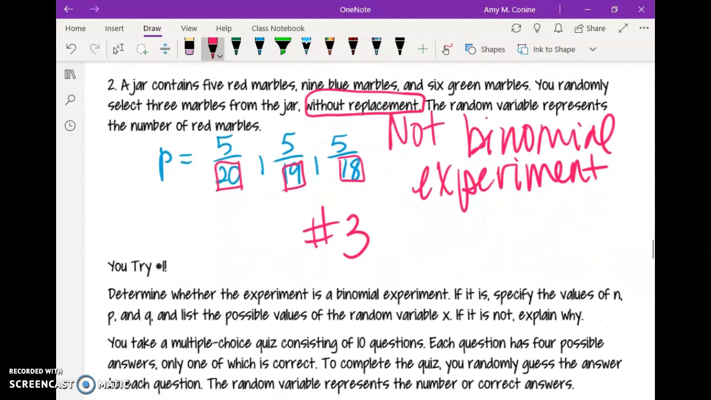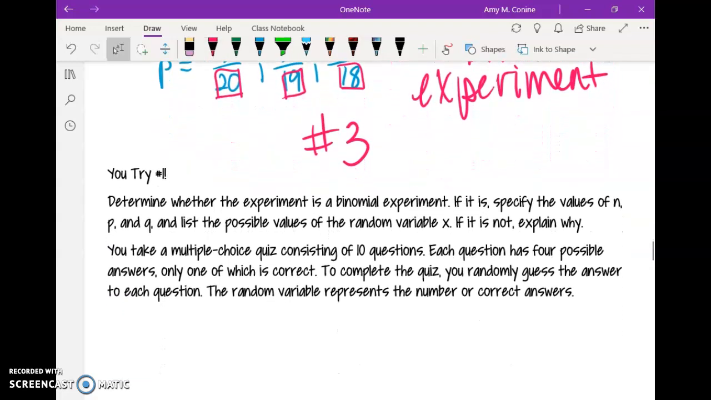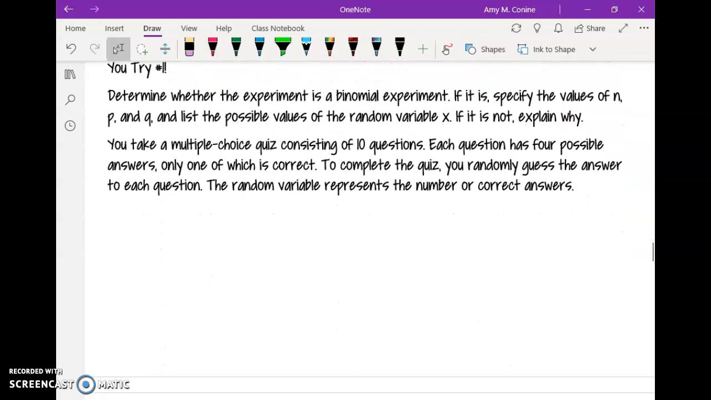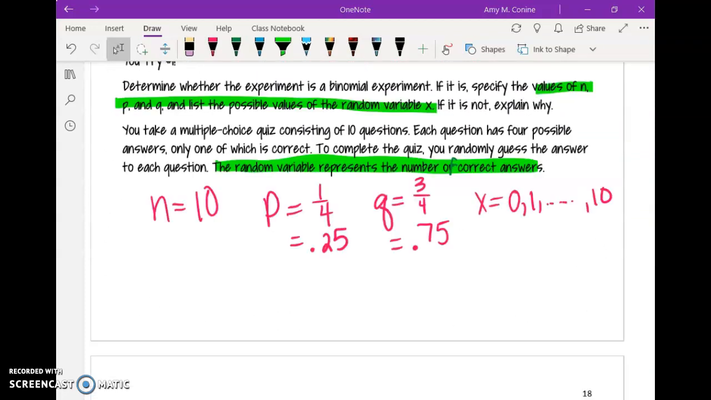So take a couple minutes, pause the video, and try the U-try, and I'll put the answers up. All right, so if you took some time and paused the video, these are the answers that you should have. You should have N equals 10, P is 1/4 or 0.25, Q is 3/4 or 0.75, and our random variable can be anywhere from 0 questions or 0 correct answers to 10 correct answers. So just make sure you have those numbers. And if you have any questions, come see me.